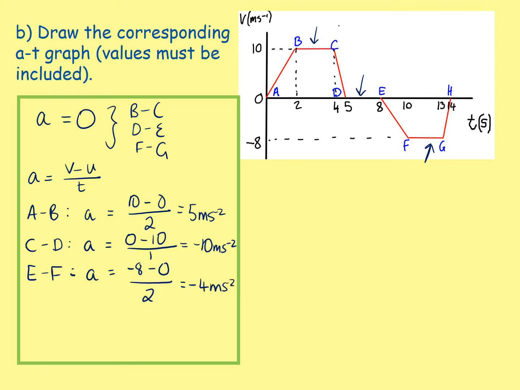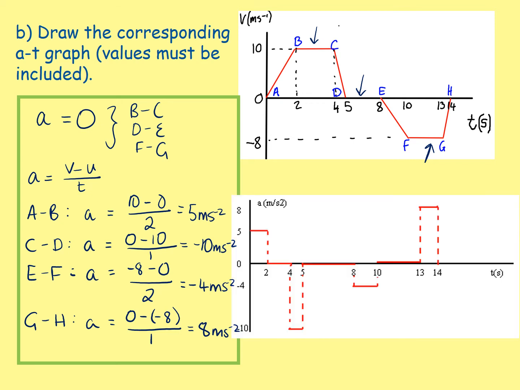And we have F to G is 0, and so G to H, our acceleration is equal to our end velocity, which is 0, take away our initial velocity, which is -8. So notice you've got two negatives in there, and that took 1 second. This is equal to 8 meters per second squared. We can see this on the following graph. This is how we would draw this out.